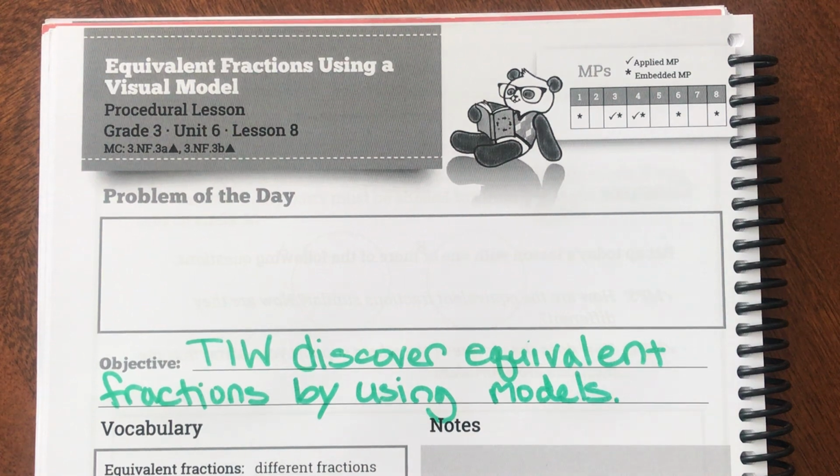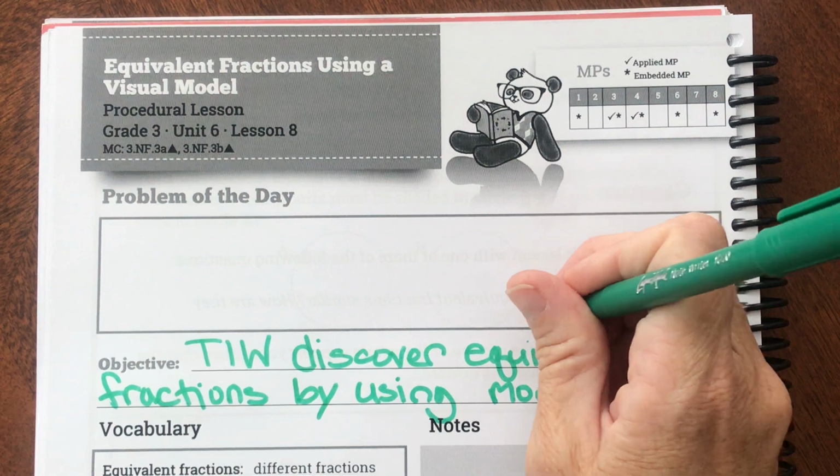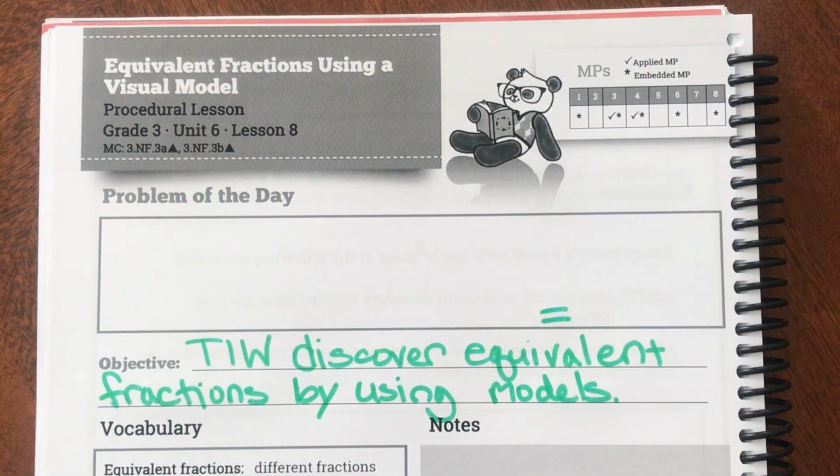Okay, so our goal says we're going to discover, which means we're going to find equivalent. Equivalent just means equal in value. Doesn't necessarily mean they'll look the same, but it means that their value will be equal. And we're going to discover them by using models. So let's look at our vocabulary.